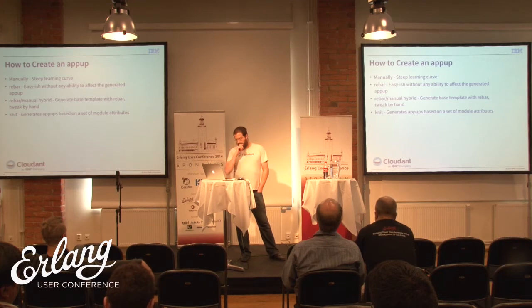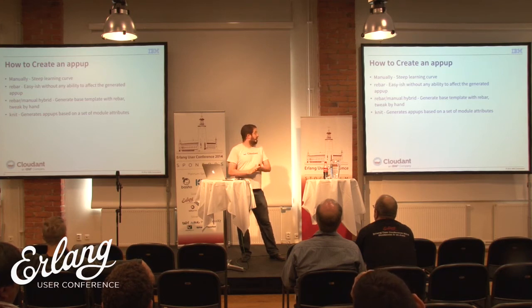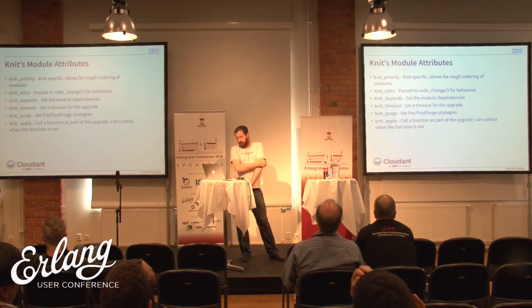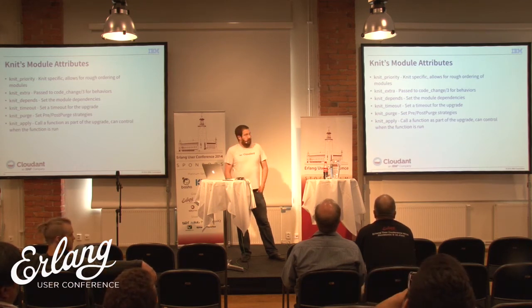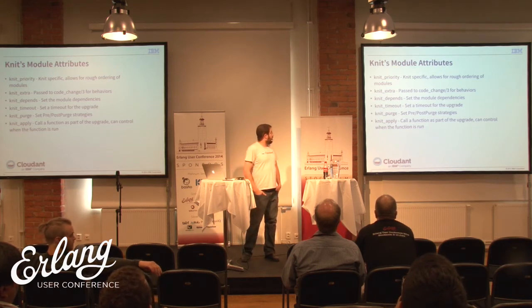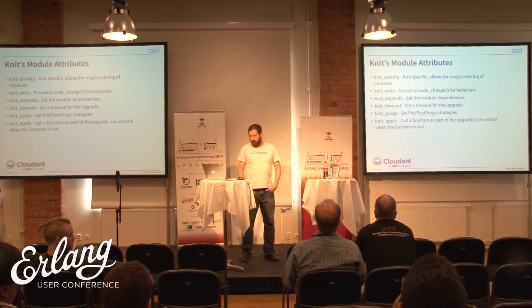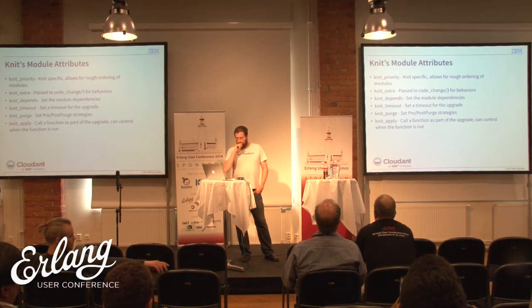And so what I've been working on is trying to affect these sorts of minor tweaks to the appups based on module attributes. Right now, the set of attributes that we use are just a priority, to give you a rough way of saying which modules to upgrade first within the context of an application. The extra is if you need to pass anything to your code_change function. Then the dependencies.